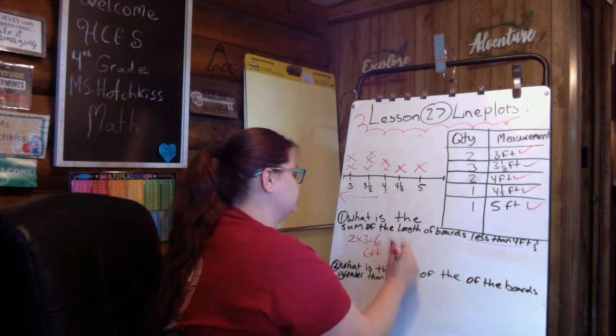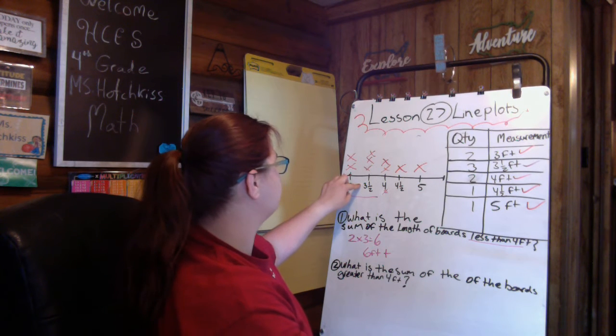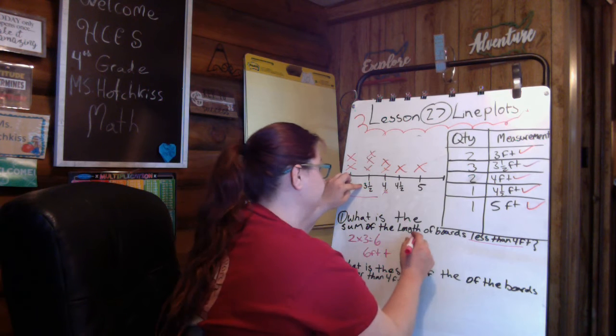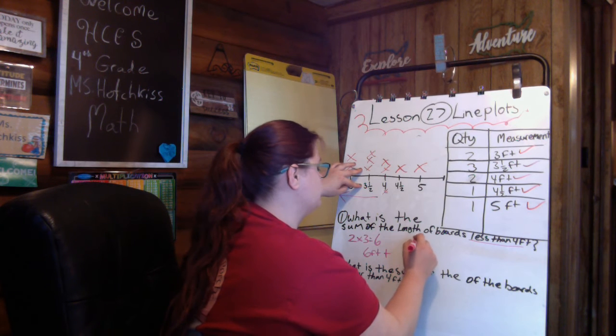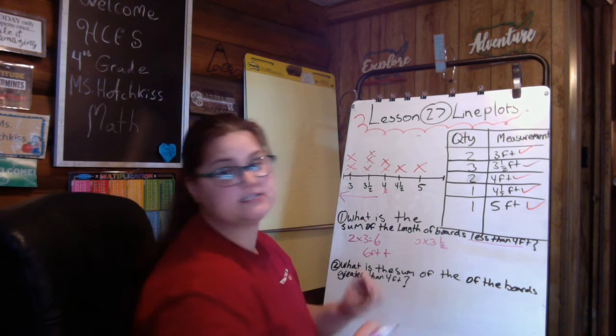And we're doing the sum of the length. So we're going to add. So we have the next value is 3 1/2, and I've got 3 of those. So we do 3 times 3 1/2. This is where your fraction sense comes in.